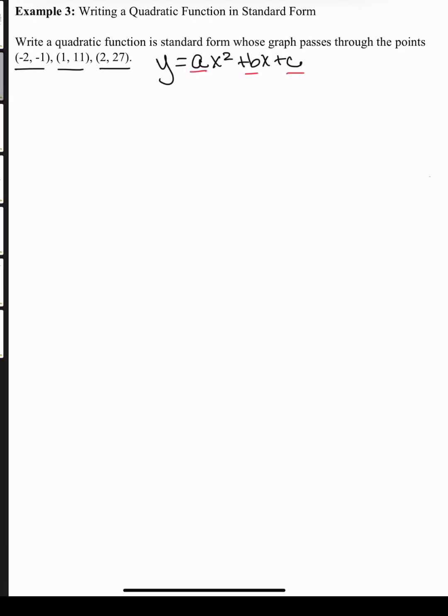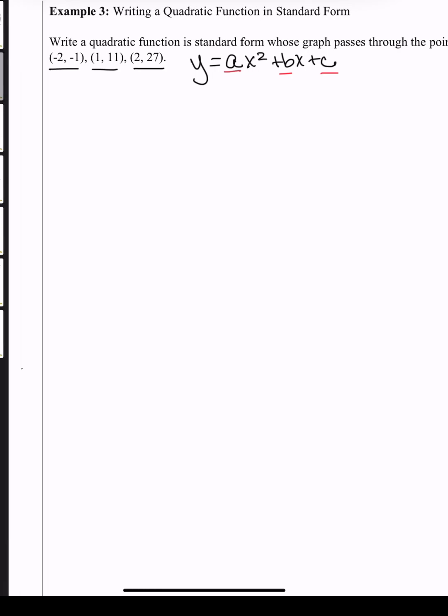All right, first equation. My y for my first point is -1, so I will write -1 equals a, and then my x value is -2. I will square that, plus I don't know what b is, but I do know x is -2, and I am unsure about c. That's going to be my first equation.